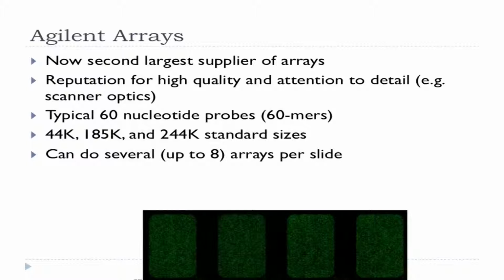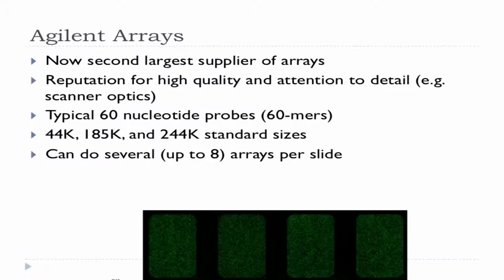Actually, I'm not sure that they're the second largest supplier of arrays anymore. I believe it's probably Illumina. But they have typically 60 to 70 nucleotide probes. This 44, 185K, and 244K standard sizes is outdated. They're into the millions of probes now. And this brings up a point that I'm going to make in a couple slides as well.